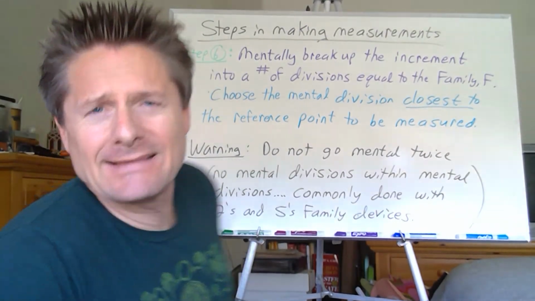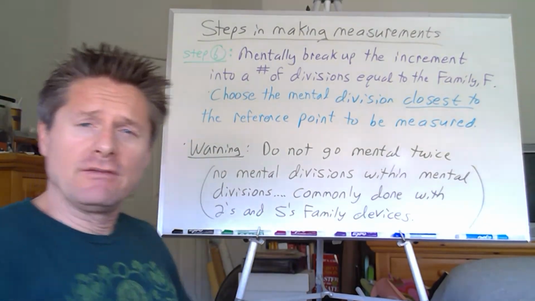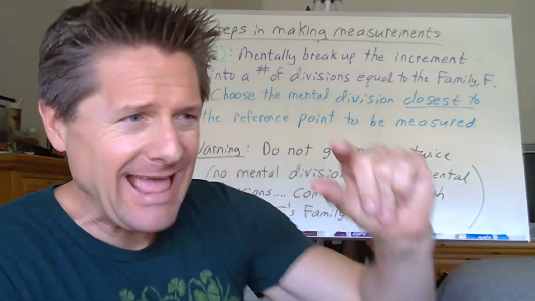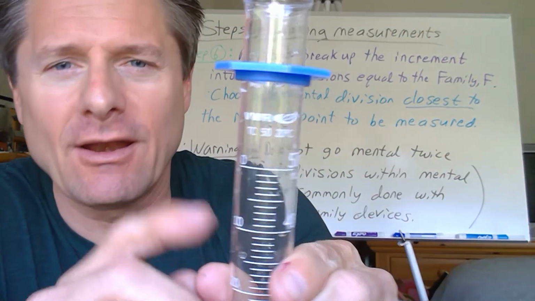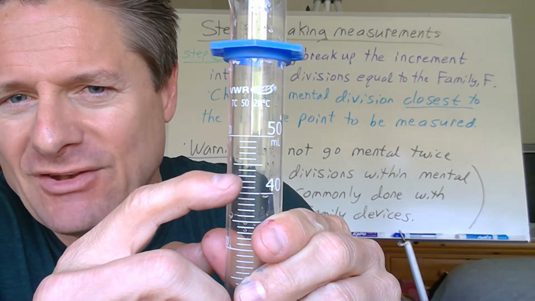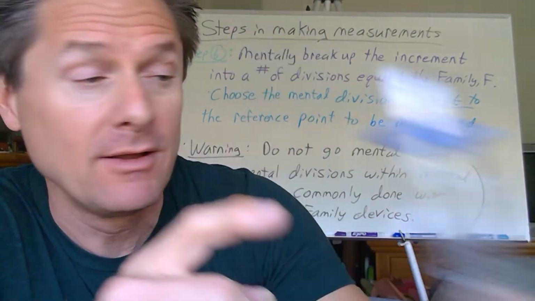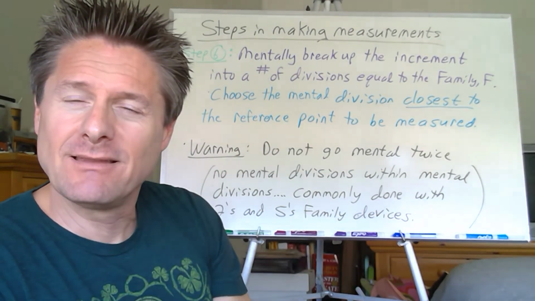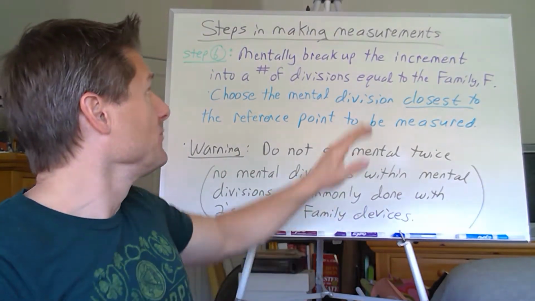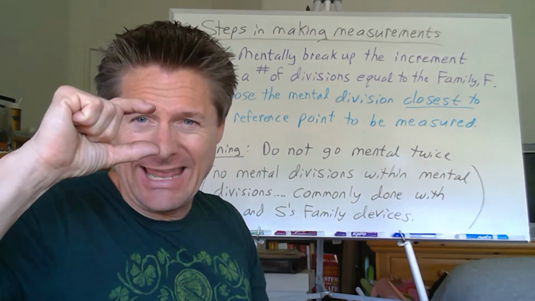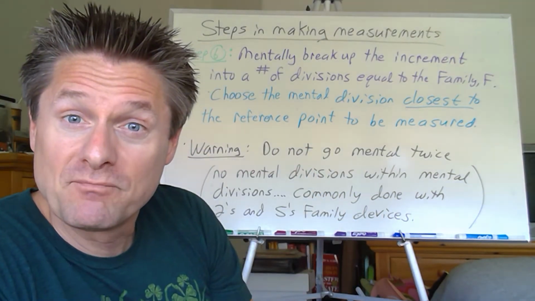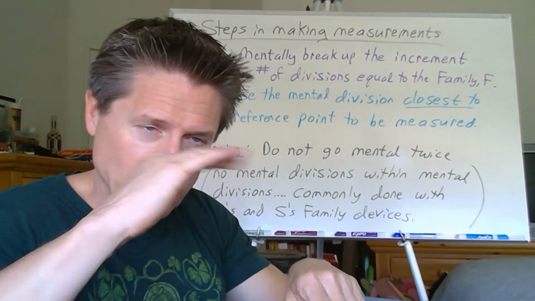All right, this last step is a little more challenging for first-time lab people. We are going to take that increment. So let's say our reference point is in between some of those divisions. Well, how do you estimate that last digit, that uncertain digit? We're going to mentally take that increment and break it up into a certain number of divisions. We're going to mentally slice it up. Chop, chop, chop, chop, chop.